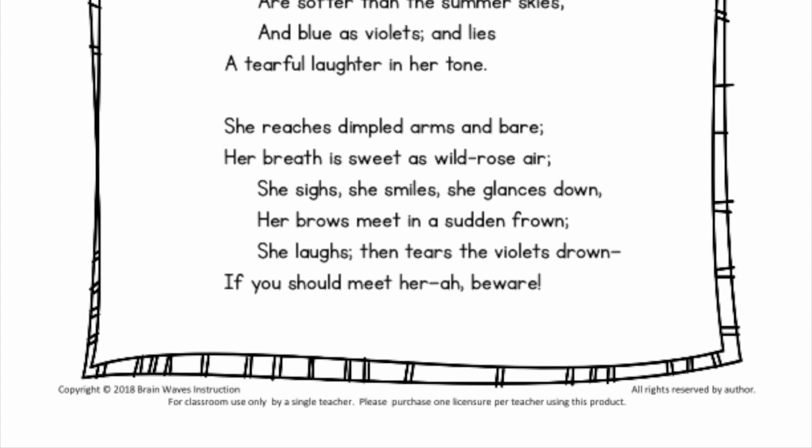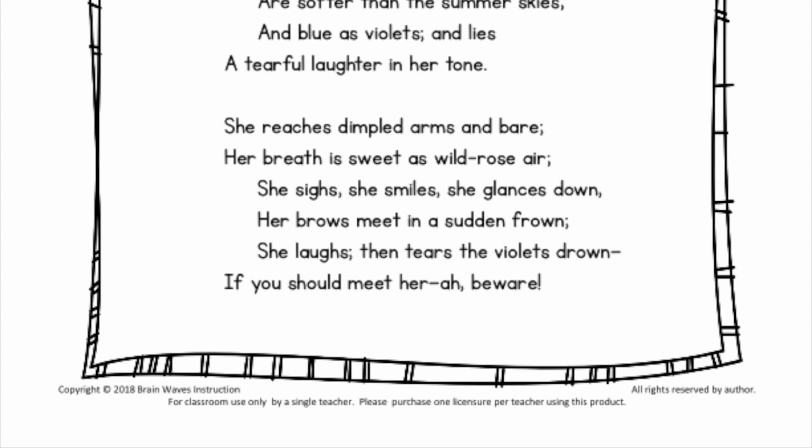She reaches dimpled arms and bare. Her breath is sweet and wild as wild rose air. She sighs, she smiles, she dances or glances down. Her brows meet in a sudden frown. She laughs, and tears the violets drown. If you should meet her, oh beware. So bear, air, rhyme, and then down, frown, drown. The next three lines rhyme, and then beware at the end rhymes back up to bear and air.